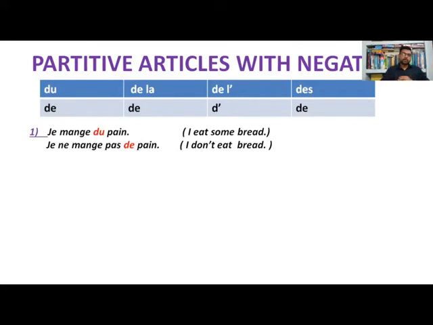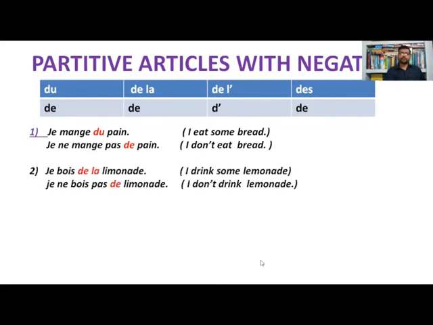But here I want to say je ne mange pas de pain, I don't eat bread. So here you will see du is replaced by de. Ne pas is used to make a negative sentence. When you want to make the negative sentence, you use ne pas. So you have to keep in mind the negative sentence.